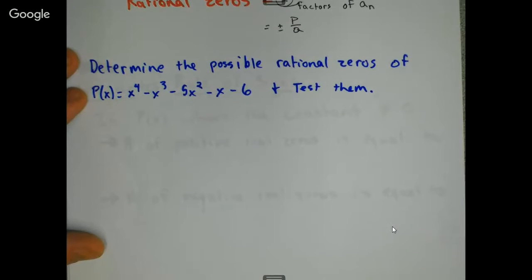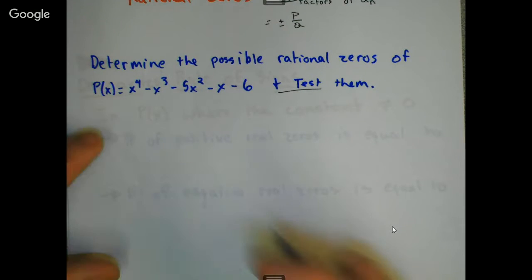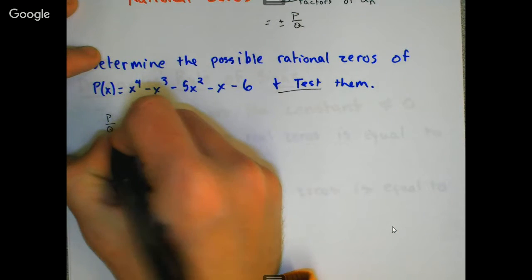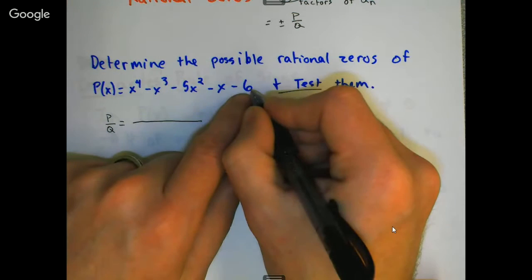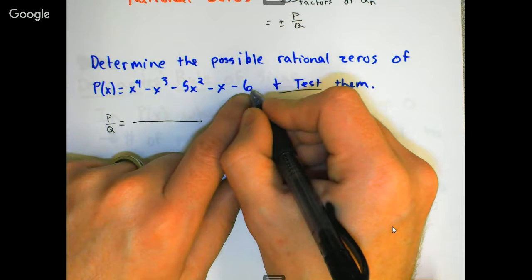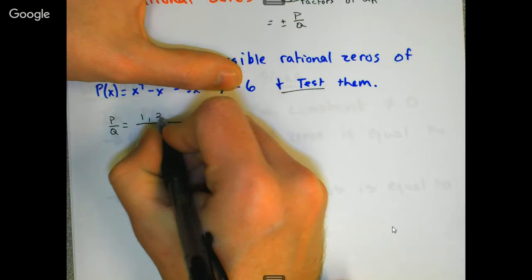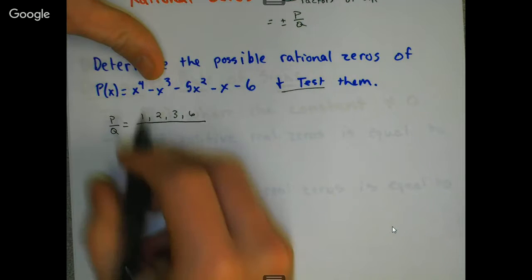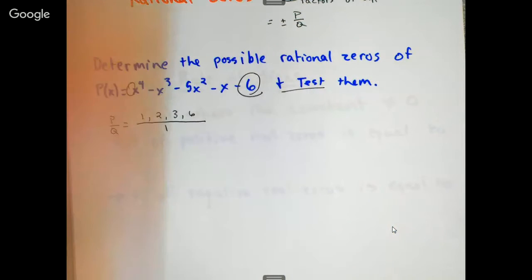So determine the possible rational zeros of this polynomial and test them. All right, so all my zeros, so my P's and Q's. So I do factors of this last number, which is 6. So that is 1, 2, 3, and 6, over factors of your first one, which is 1, so which is just 1.